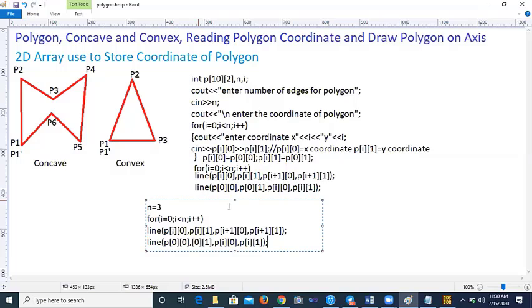Now come to how we are going to execute this in our C language in the DOS box.